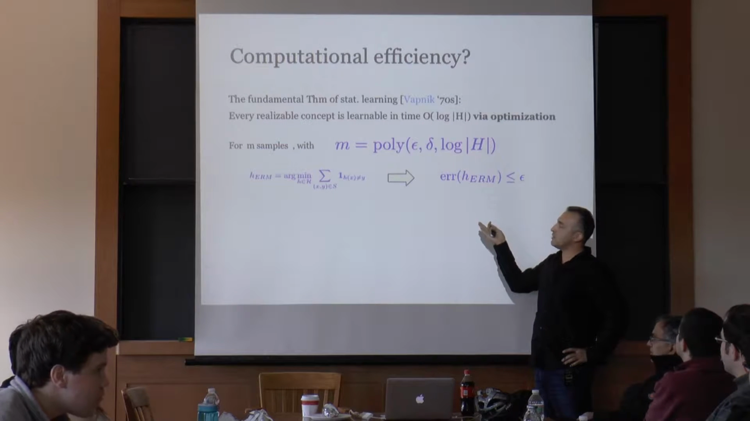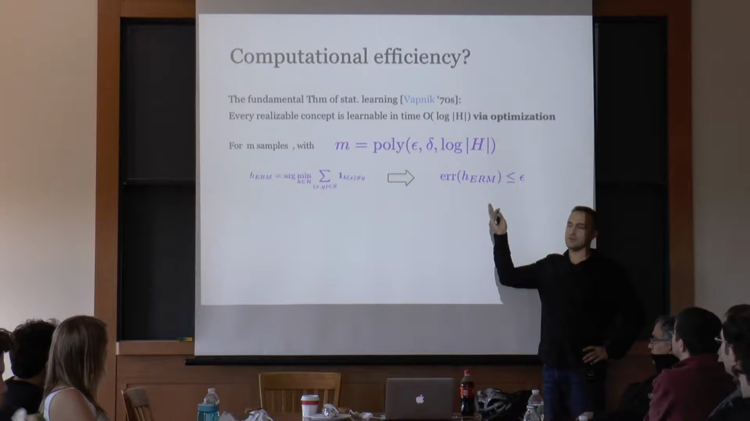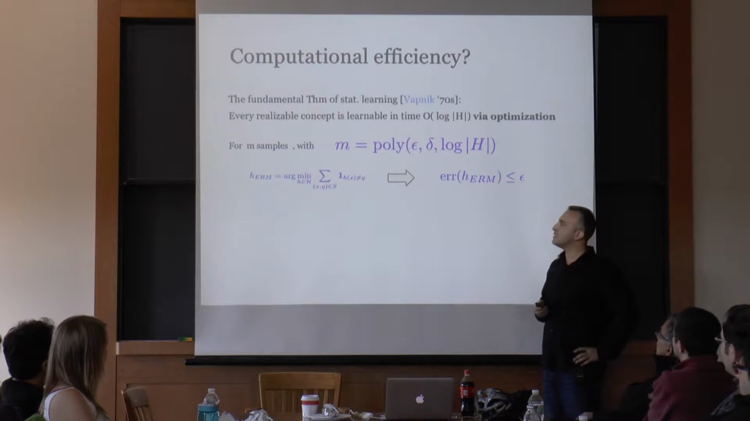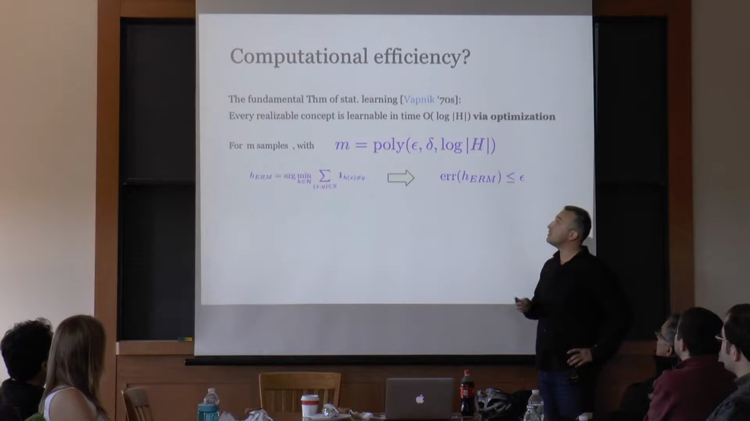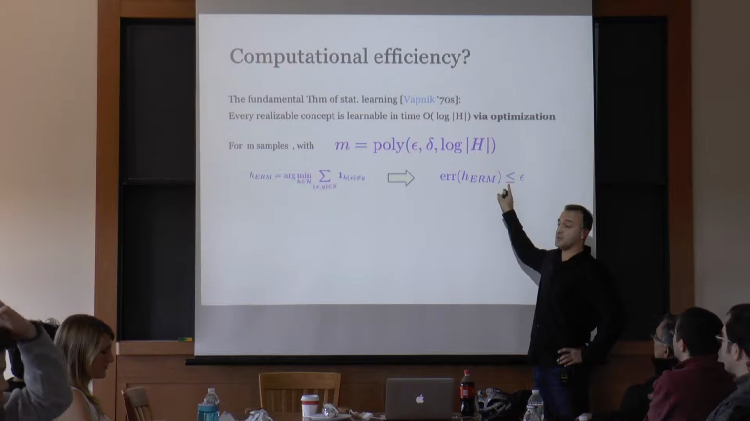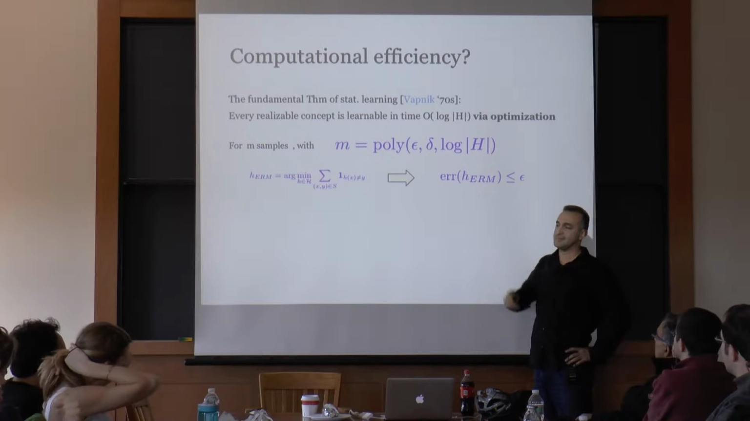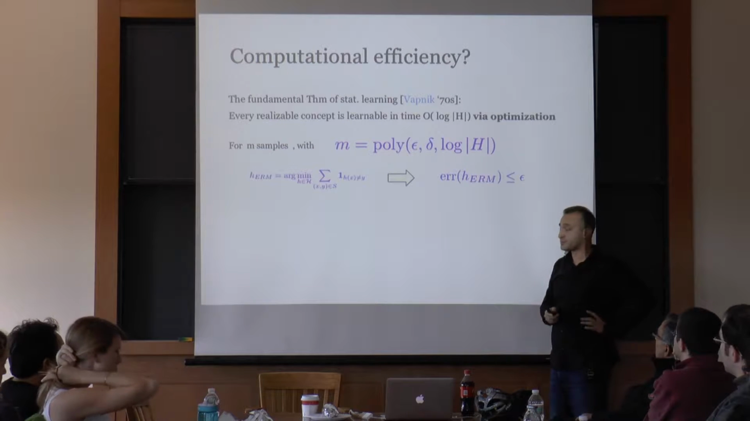For every hypothesis class with finite VC dimension. So this is the first maybe 3 lectures of a course in machine learning. Realizable means that you can actually learn the class, so the error can be indeed smaller than epsilon. Otherwise, people talk about agnostic learning and so on. Not important for this talk.